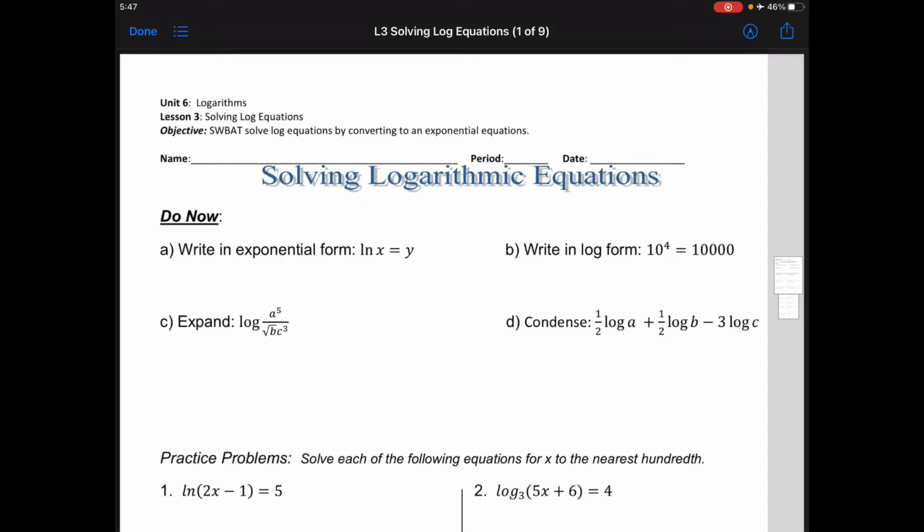Hey guys, welcome to Unit 6, Lesson 3, Solving Log Equations. I want you to pause the video and try the do now on your own.